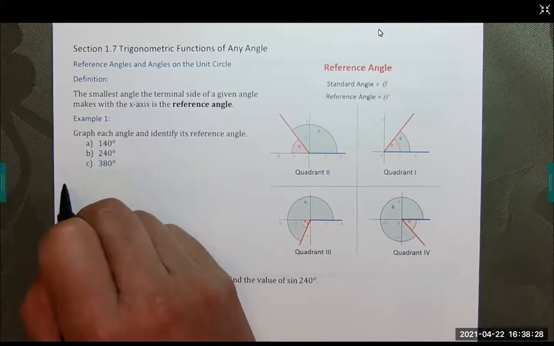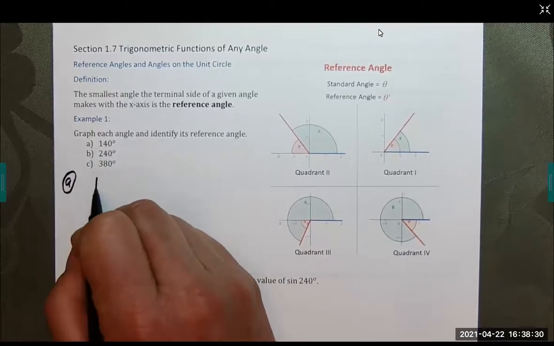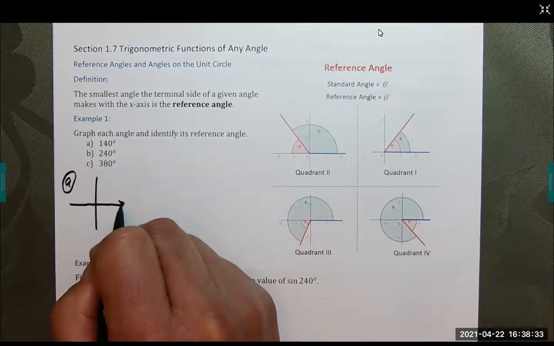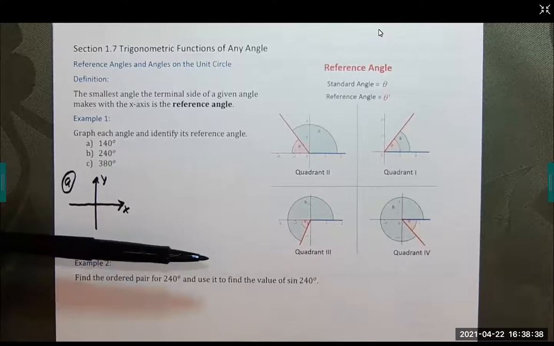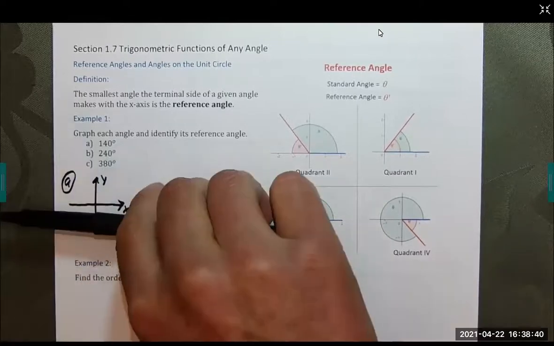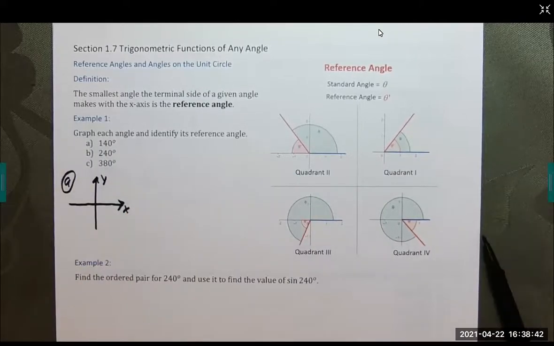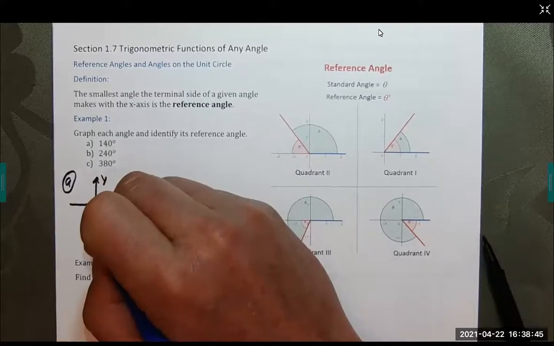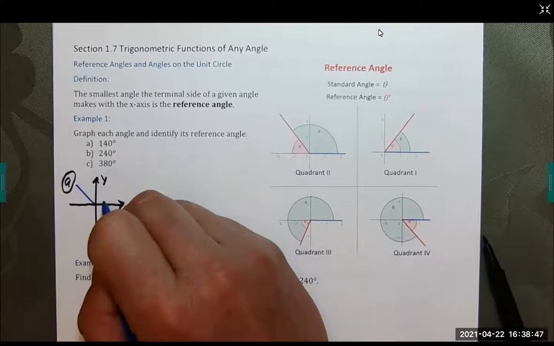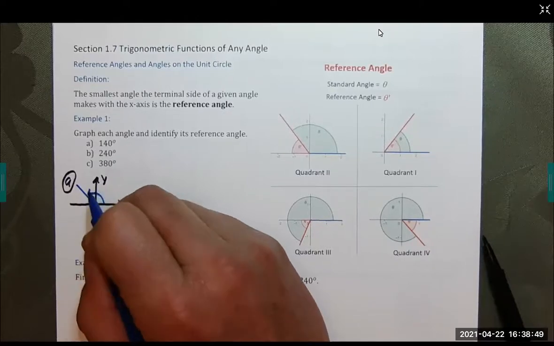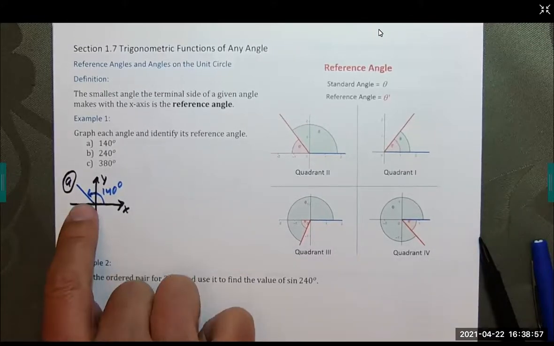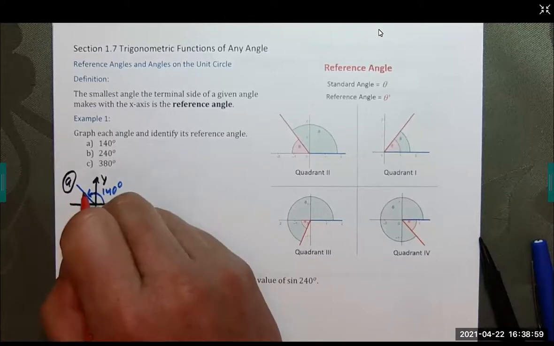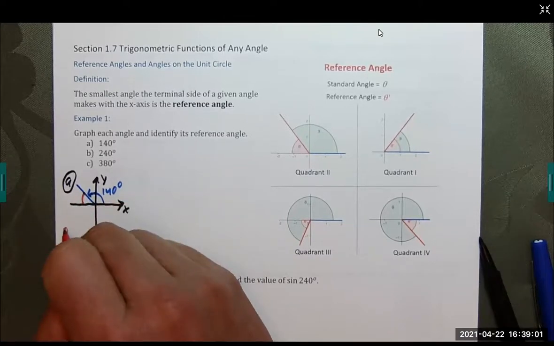So for part A, now 140 degrees, 180 degrees is all the way back to here. So it's not quite there. About right there. So there's your 140 degrees. And the reference angle is going to be this angle right here. This is going to be our theta prime.